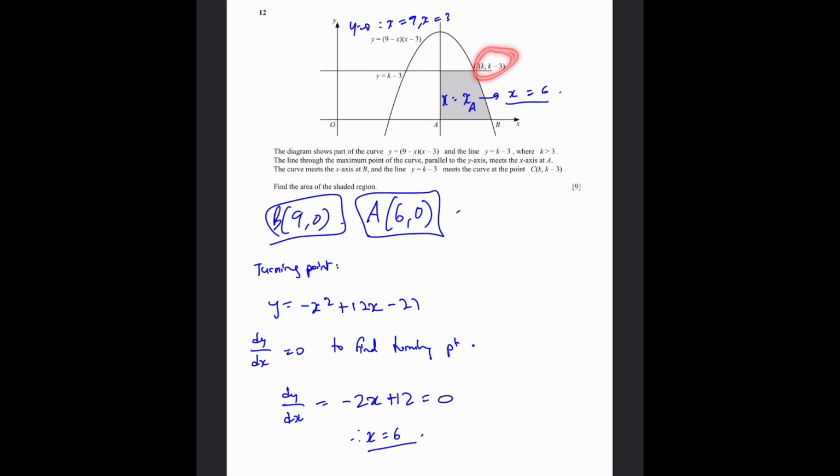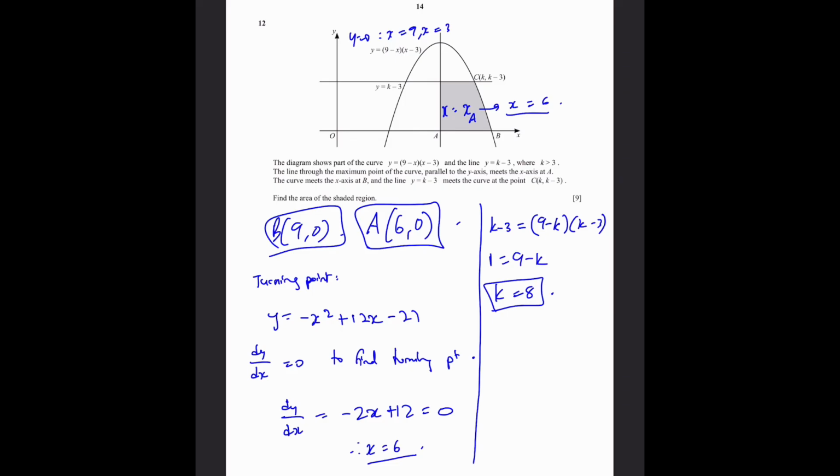Now we need to find the point C. Well, we know that this point (k, k minus 3) lies on the curve, because this is a point on the curve as we can see in the graph, and therefore we can substitute the x and y values into the equation of the graph. So k minus 3 equals (9 minus k)(k minus 3). Now we can just divide both sides by k minus 3, so 1 is equal to 9 minus k, and k equals 9 minus 1, which is equal to 8.